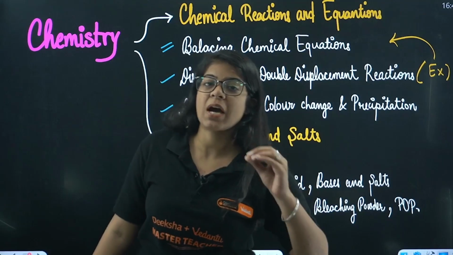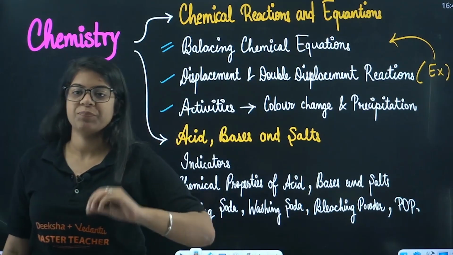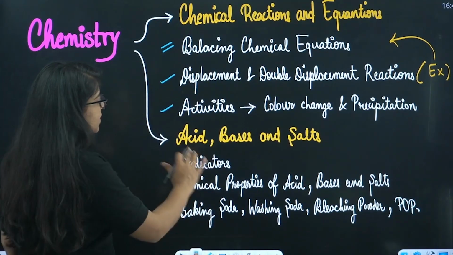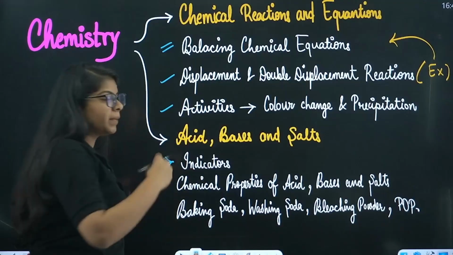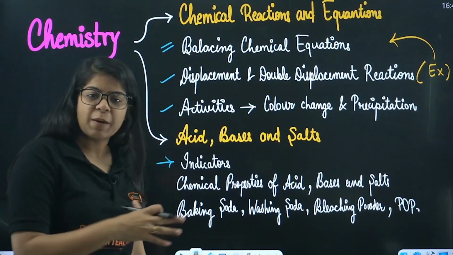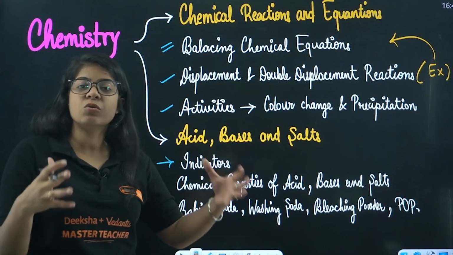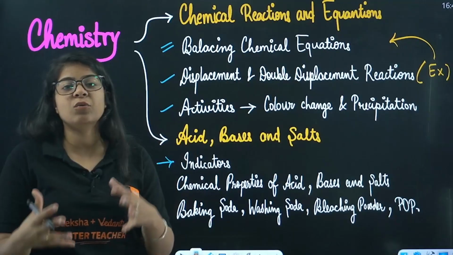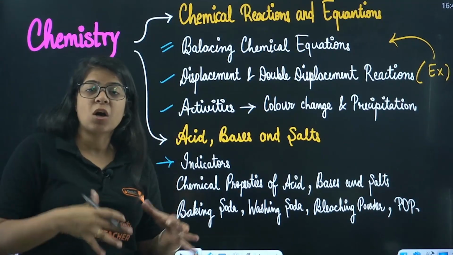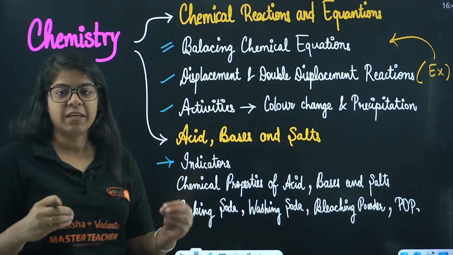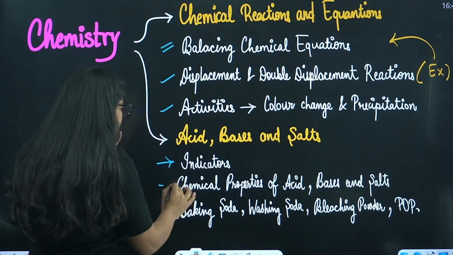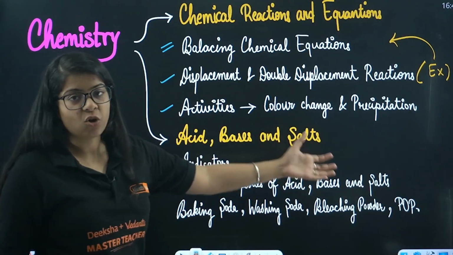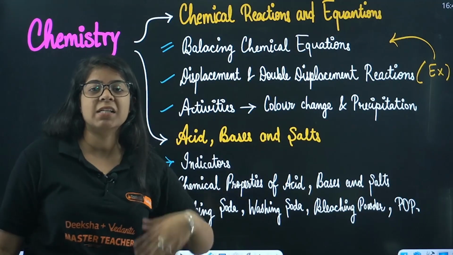All the activities are equally important in chemistry. Then moving on, second chapter, acids, bases and salts. We have indicators: methyl orange, litmus paper, vanilla extract. All those things are very important, and how they react with acids, bases, salts and neutral water, again very important. Then we have chemical properties of acids, bases and salts, how they react with metals, non-metals, carbonates.